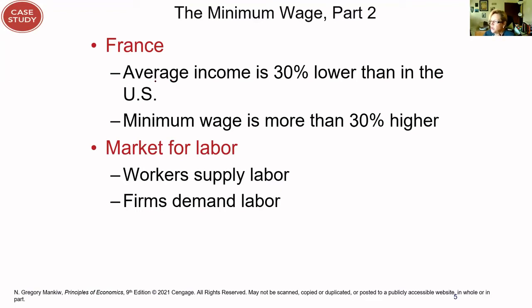Okay, so France: average income is 30% lower than in the US. Minimum wage is more than 30% higher. And again, how does this affect the market for labor? When you put in a minimum wage, think of it as a price floor, the number of workers supplied, the quantity supplied, increases, the quantity demanded for labor decreases, and the difference between that becomes unemployment.